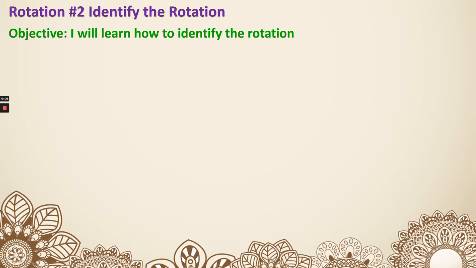Today we are going to talk about the second lesson of the transformation unit, which is rotation. In this lesson, we will learn how to identify the rotation, meaning find out the center of rotation, which is the fixed point, find out the direction, and the angle it's rotating.